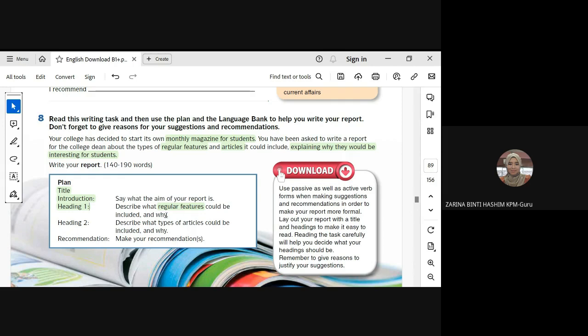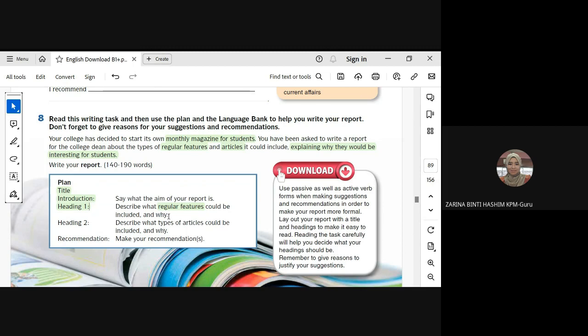Okay, and then you need to describe in that paragraph what regular features could be included. Regular features means things that you want students to see every day, that are regularly being published in the magazine. What are the normal features in the magazine? Maybe like motivational quotes, maybe messages, or maybe something that will make the students boost their motivation or boost their energy and so on.